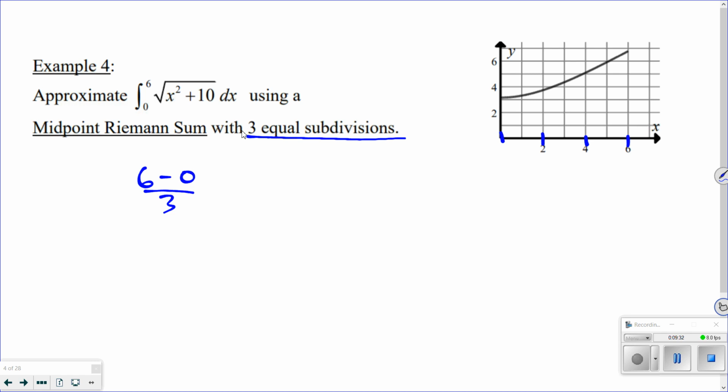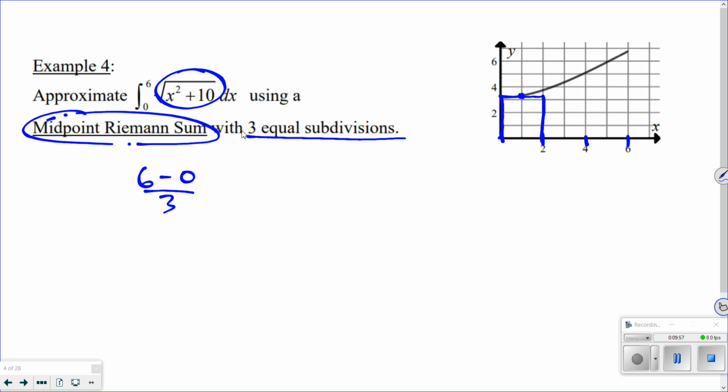Okay, and it says to use a midpoint Riemann sum. In this case, I don't have a table. If I go to the midpoint between 0 and 2, the height would be right there. That's what it's going to look like. So I have to find that height. When x is 1, what is y? We could guesstimate that, but we don't have to, because up here I have a function. I can plug 1 into here and find exactly how high that is.